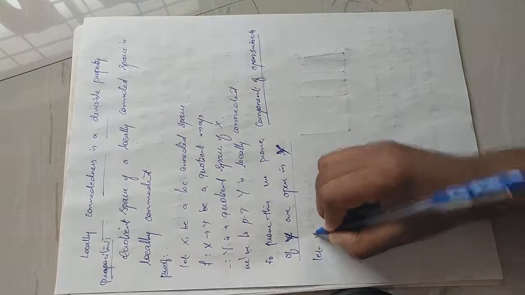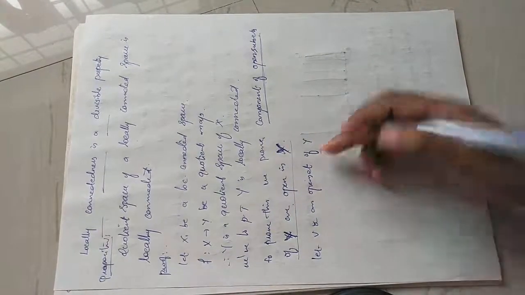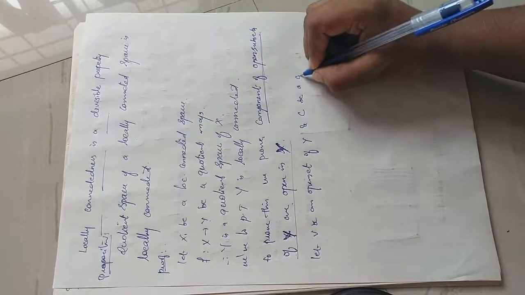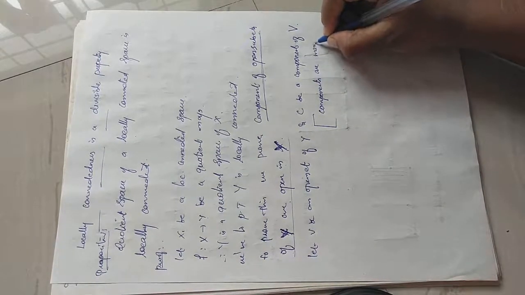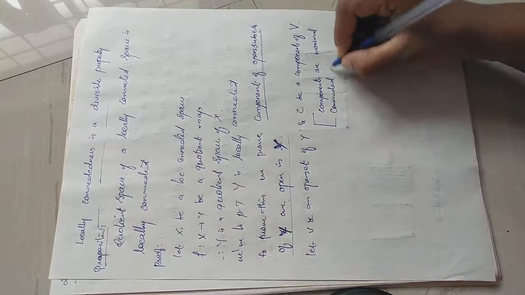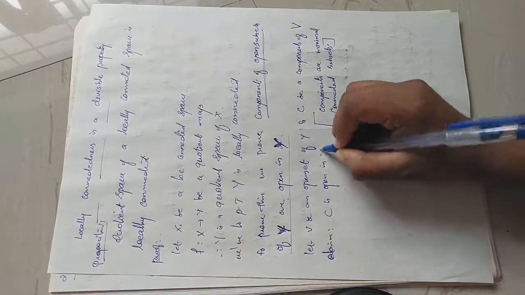So we want to prove components of open subsets of Y are open in Y. Let V be an open subset of Y and C be a component of V. What is a component? A component is nothing but a maximal connected subset. Components are maximal connected subsets. V need not be connected. Okay, so C is the component of V. We need to prove that C is open. Our claim is C is open in Y.